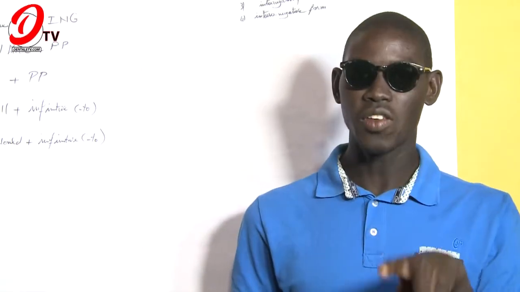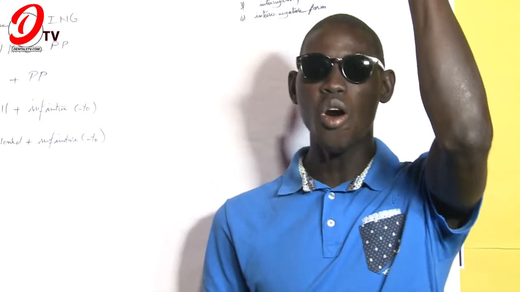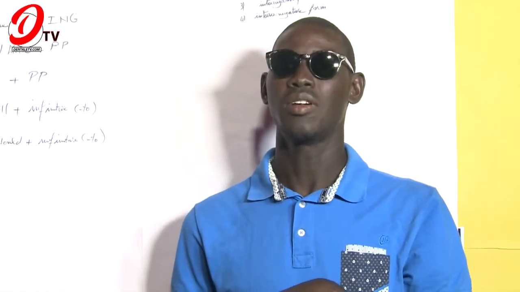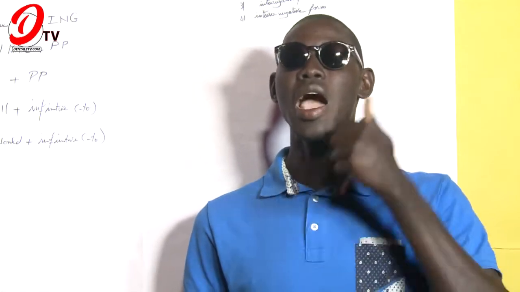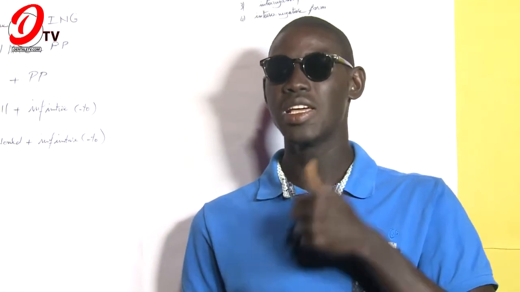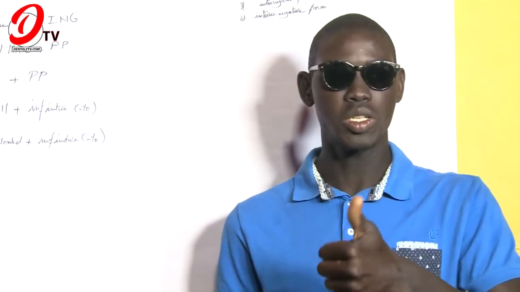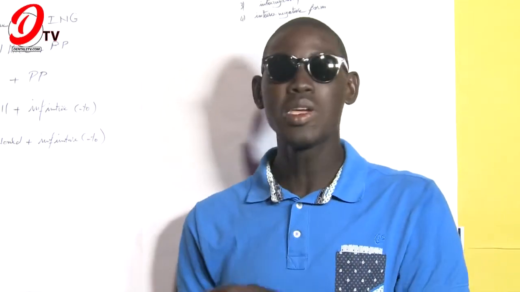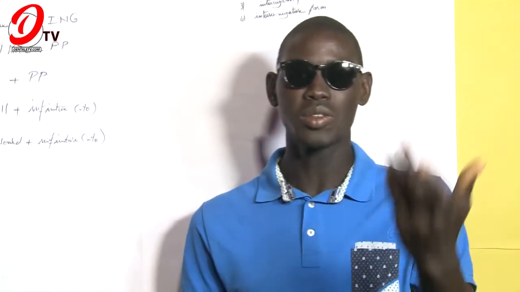For ordinary verbs, you just add -ed at all persons. For example, walk: I walked, you walked, he, she, it walked, we walked, you walked, they walked. But for irregular verbs, it's up to students to learn them by heart.